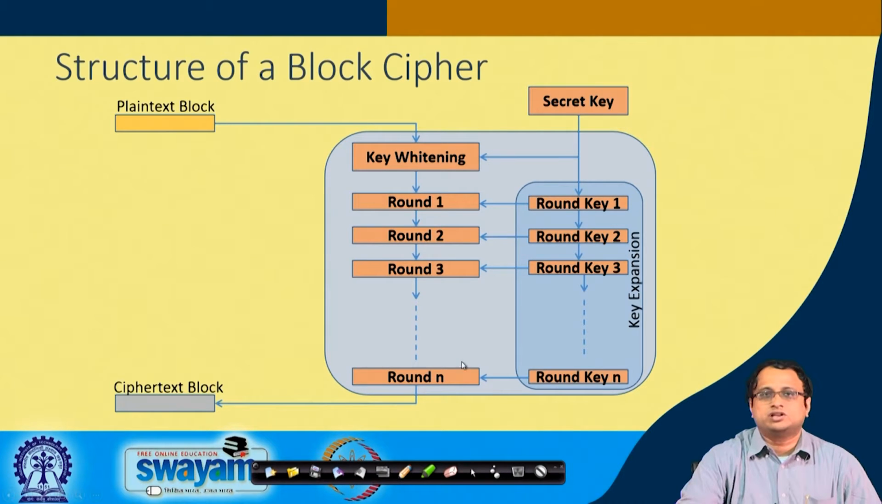Once you know that n rounds are required by the cipher, then for every round you also need something called a round key. This round key is derived by an algorithm called the key expansion algorithm, or also called the key scheduling algorithm. This key scheduling algorithm takes the secret key and derives the round keys one by one. Here you can see that from the secret key we get round key 1, round key 2, and so on till round key n, and all of these round keys are mixed with these rounds.